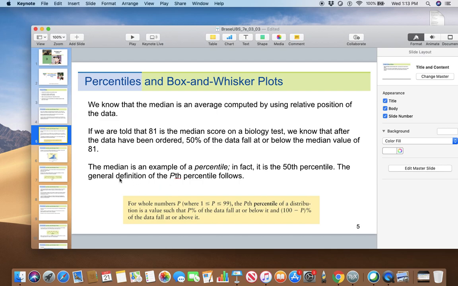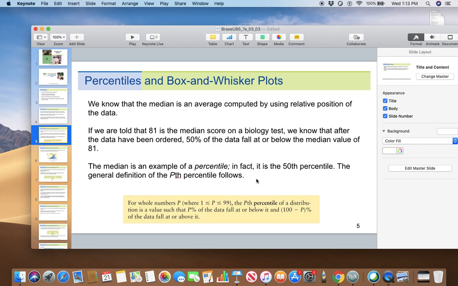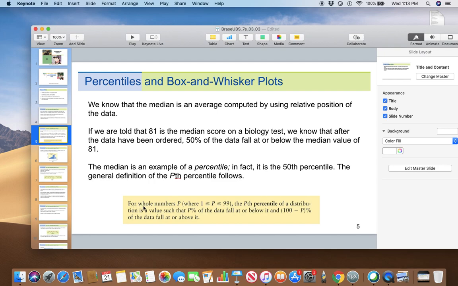The general definition of the pth percentile is for whole numbers p. So notice you're looking at whole numbers p. P can go from 1 to 99. The pth percentile of a distribution is a value such that p% of the data fall at or below it, and 100 minus p percent of the data fall at or above it. So 50th percentile means 50% or less below, 50% or more above.